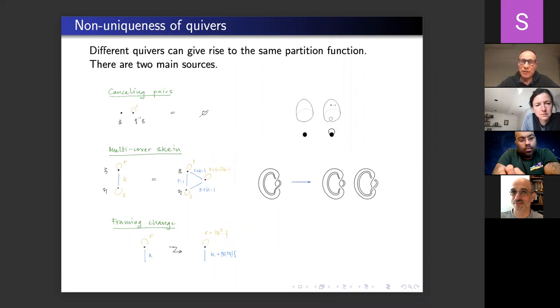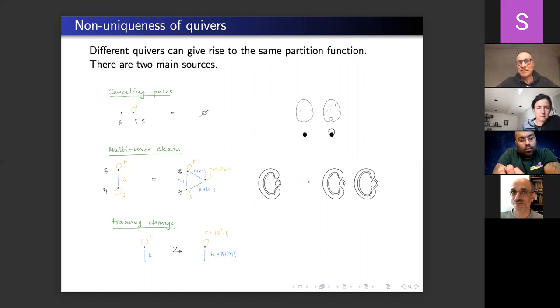In fact, the first question one could ask, if you have this quiver and you have a partition function, is whether the partition function uniquely determines the quiver. And the answer is no. There are some natural moves on these quivers, which seem to be the only sources for non-uniqueness. It gives a huge collection of quivers that have the same partition function.